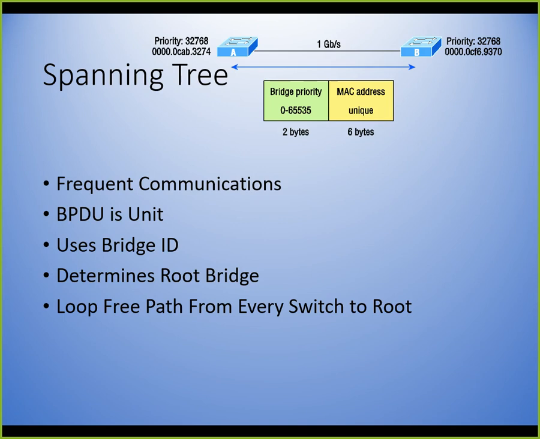Spanning tree does have frequent communications, and again, that's why the company in Chicago didn't want to do it, because it's got a lot of traffic, little bitty packets, but lots of traffic, lots of them. BPDU is a unit. The Bridge Protocol Data Unit is the unit that is used for the communications. It uses the bridge ID, which is the priority with the MAC address, in order to determine which is the root bridge. And the root bridge, again, is going to be the one with the lowest whatever.